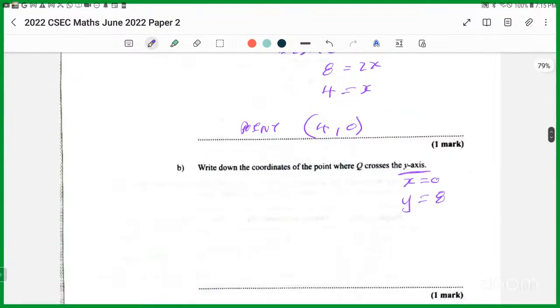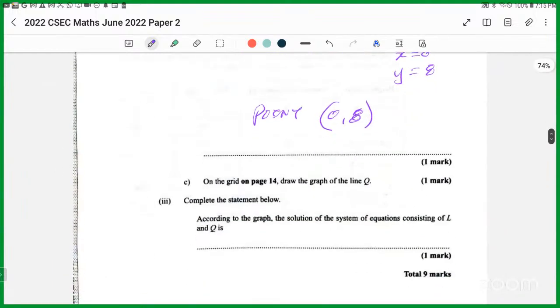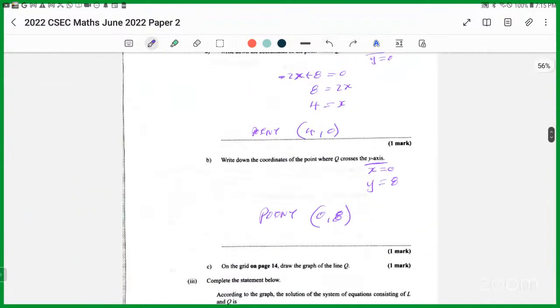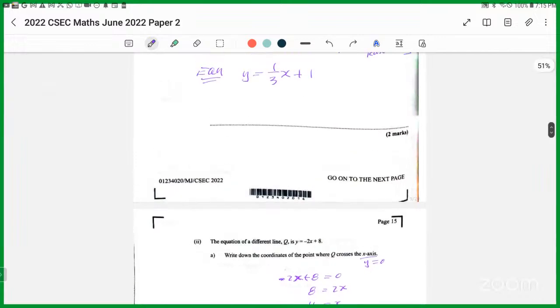And so the point that we're talking about is (0, 8). That is it. It says, on the grid, draw the line Q. So draw the line that passes through (0, 8) and (4, 0). All right, (0, 8) and (4, 0).